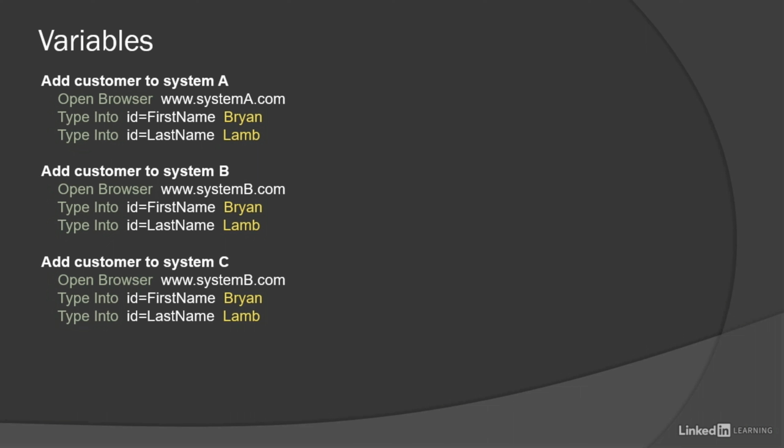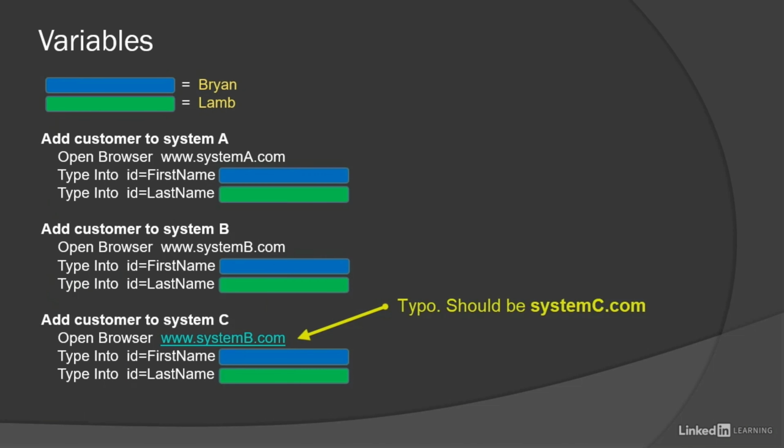Now the first thing you should notice is this only allows us to enter me as a customer. In order to enter a different customer, we would have to come back and manually change each of these values by hand. That's certainly not an ideal way to work. Variables allow us to create essentially a placeholder to hold the value. So for instance, here you see a blue rectangle that represents the value Brian, and a green rectangle that represents the value Lamb. So you can see that I've used the blue rectangle for all the first name entries, and the green rectangle for all the last name entries.